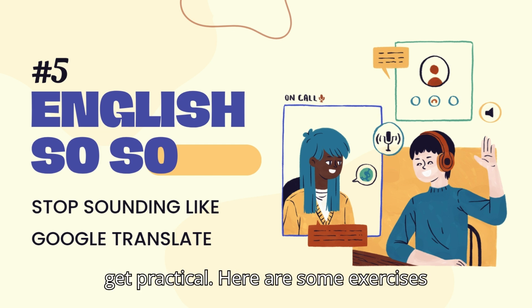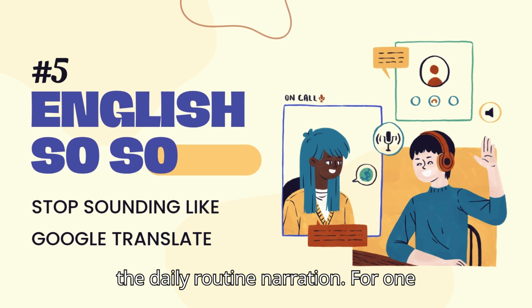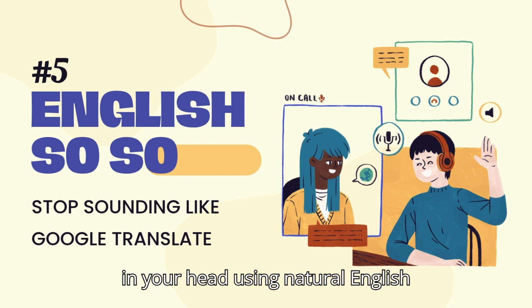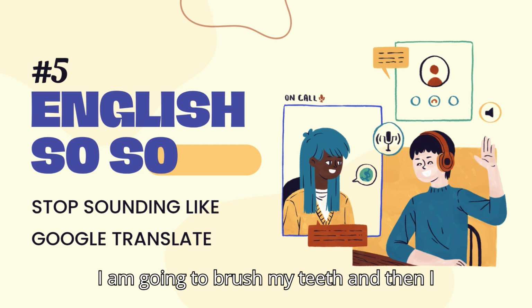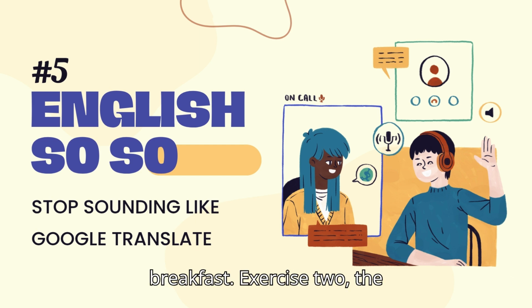Now, let's get practical. Here are some exercises you can start today. Exercise 1. The daily routine narration. For 1 week, try narrating your daily activities in your head using natural English expressions. So instead of thinking, I am going to brush my teeth and then I will prepare breakfast, think, time to brush my teeth, then I'll whip up some breakfast.